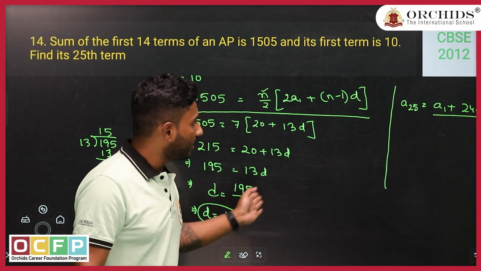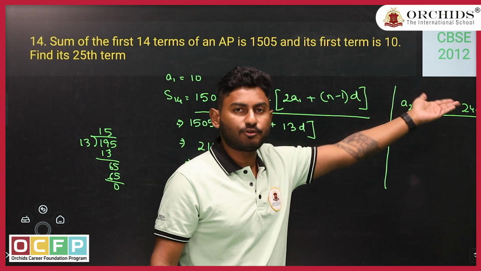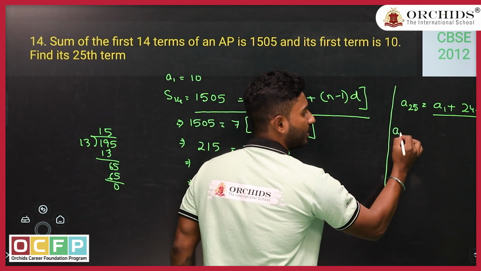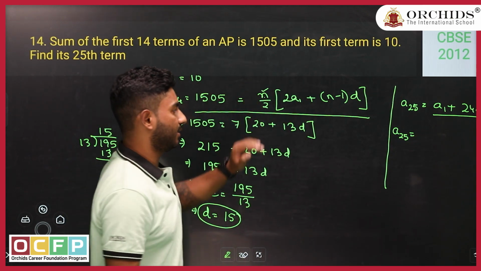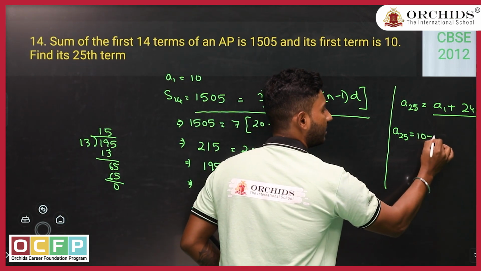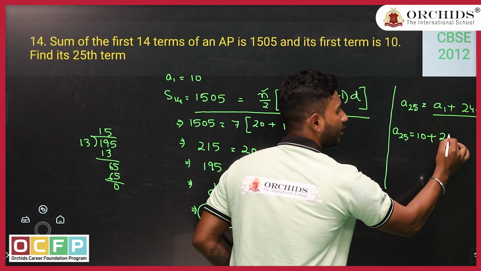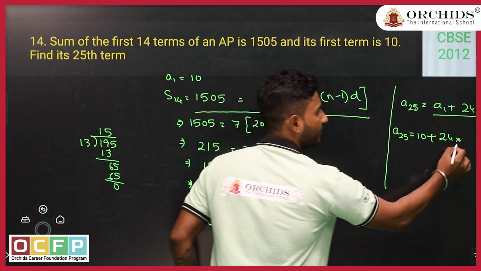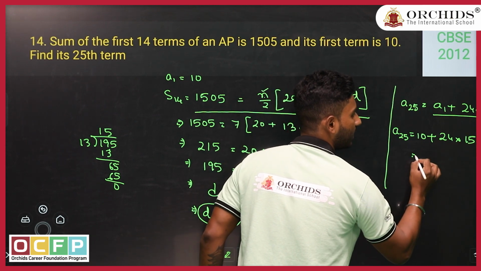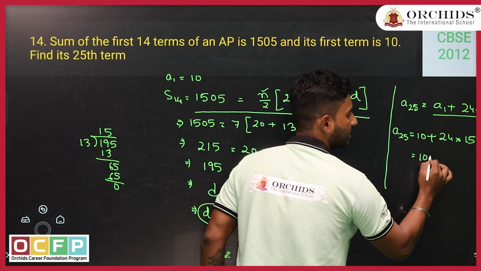When you have d and when you have A1, easily you can find A25. So what is A25? What is A1? A1 is 10. Put 10. Then 24 into d. What is d here? d is 15. Put 15 here. Solve this, get the answer.